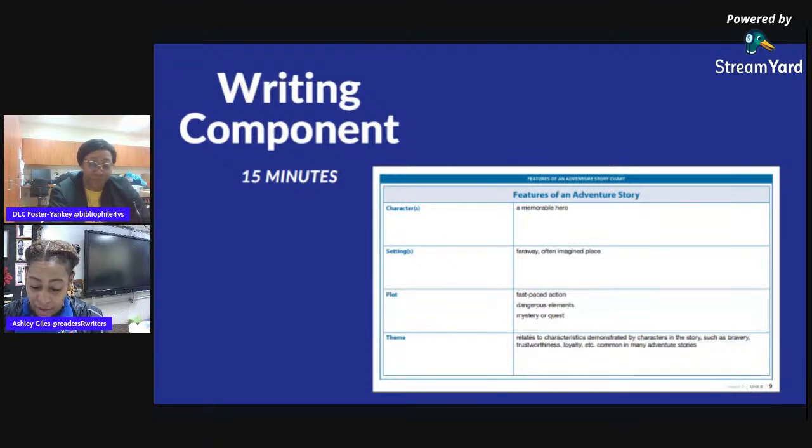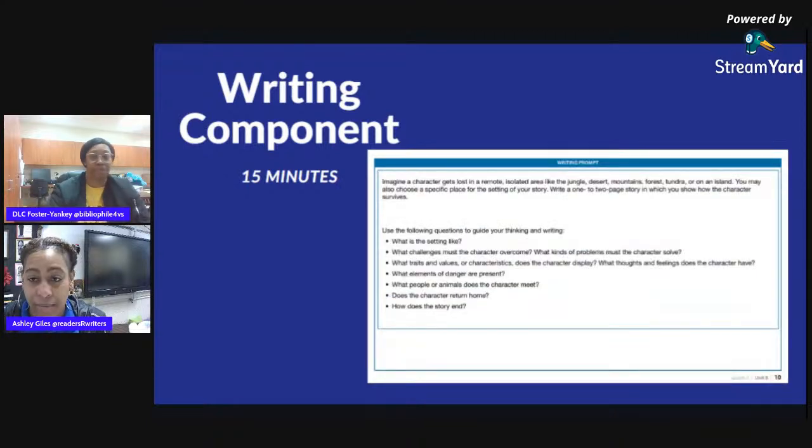So there is a prompt. It's in your digital components. They're just writing an adventure. And the prompt is here, and I can't read that, but the prompt is in your digital components. They're just writing an imaginative story, not about pirates, but their adventure, an adventure that they decide to write about.